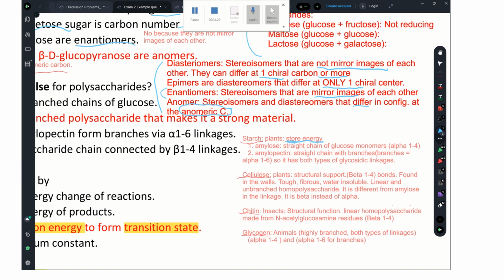We have 2 types of starch. We have amylose and we have amylopectin. So amylose is a straight chain. There's no branches. And the linkages are alpha 1,4. Now amylopectin is a straight chain with branches. And the branches are alpha 1,6.